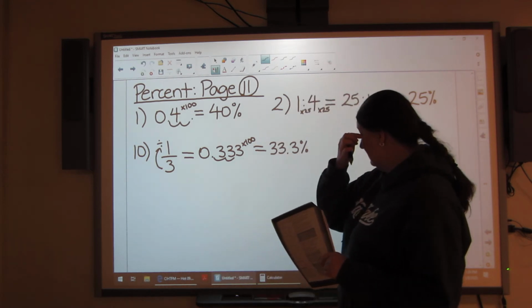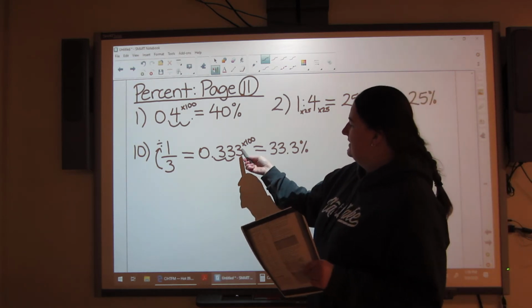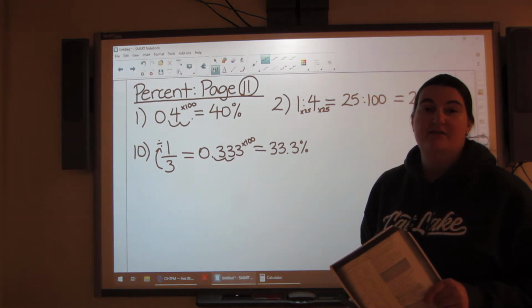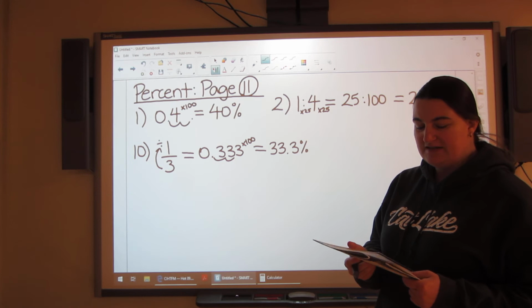33.3%, and it's rounded already. Because let's say if those 3's keep going, 3 is not big enough to change my 3. So my 3 stays the same. So that's number 10.